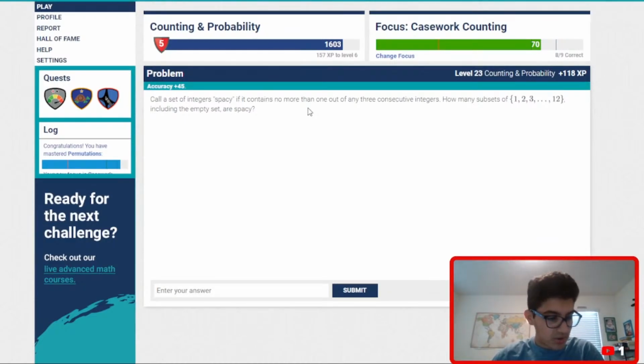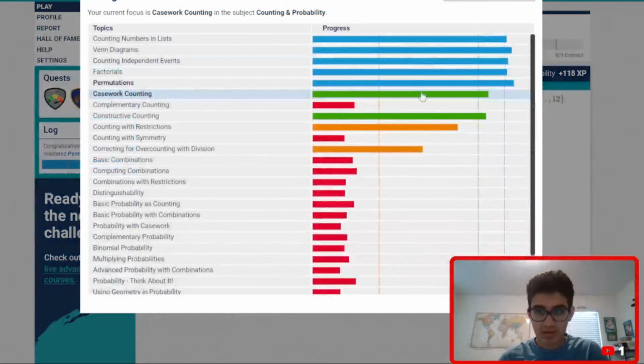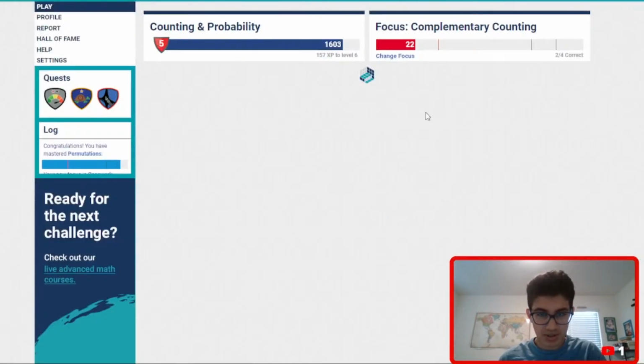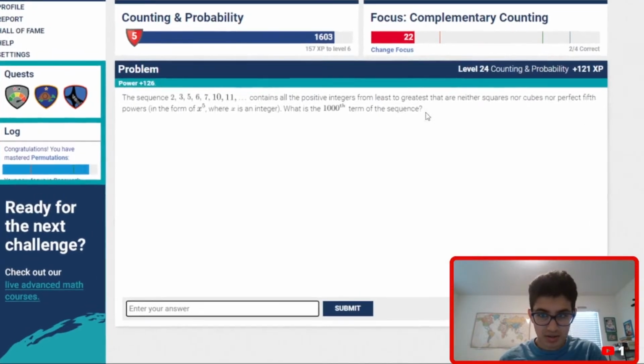This could be something to do with just how to pick subsets. Maybe it's some special case of that, right? Because you have, says case for counting, so it shouldn't be that bad. You know, let's take a break. Let's move on to complementary counting for now. Just take a look at this and see.